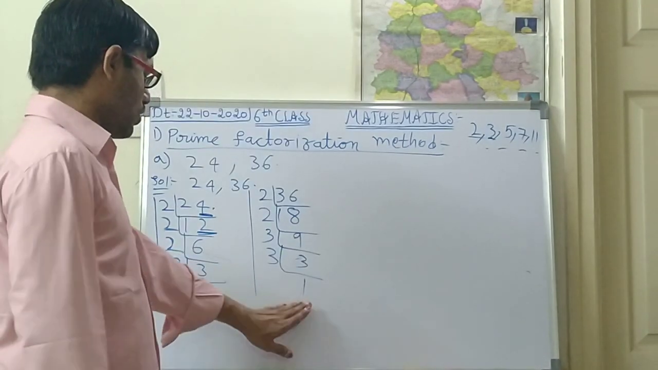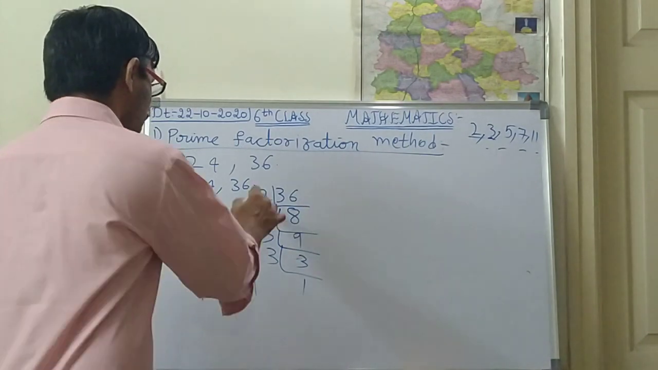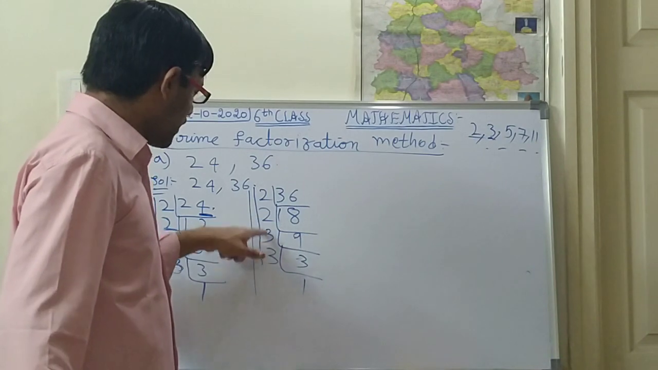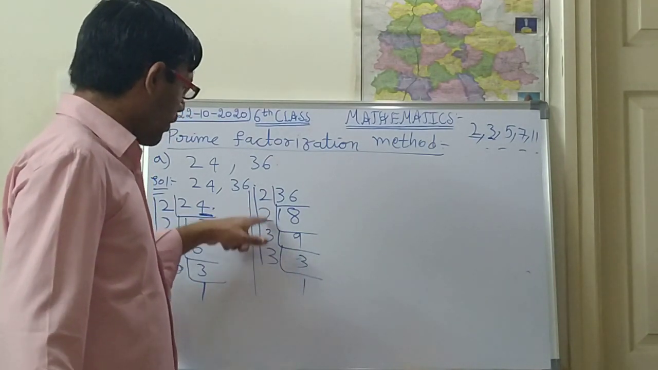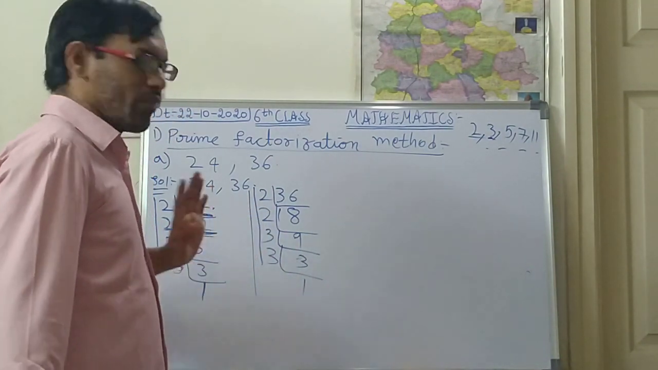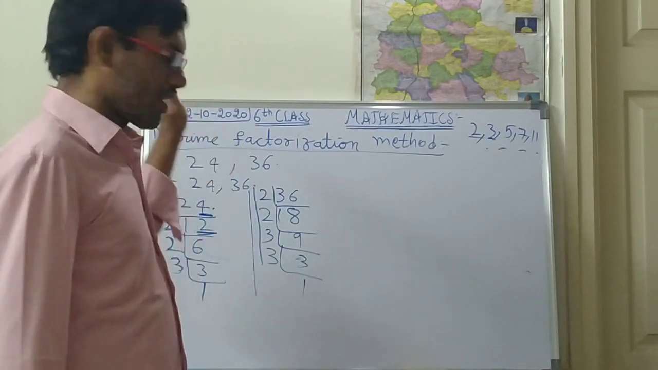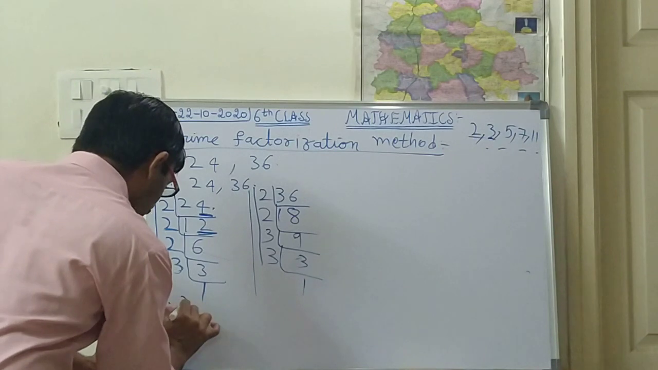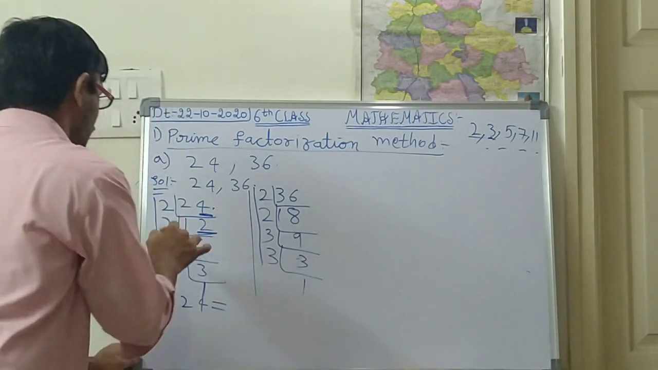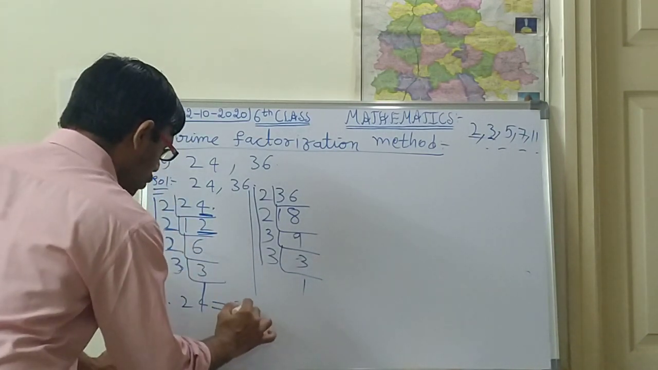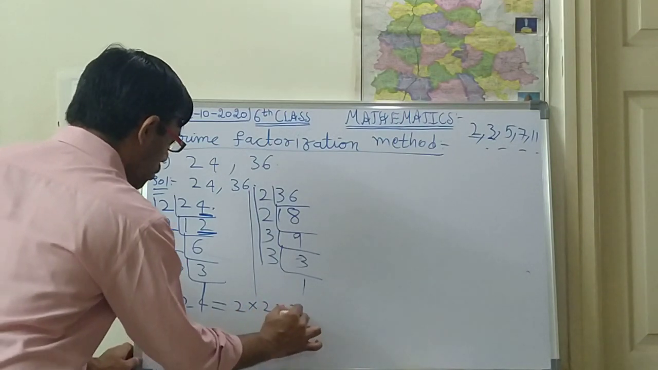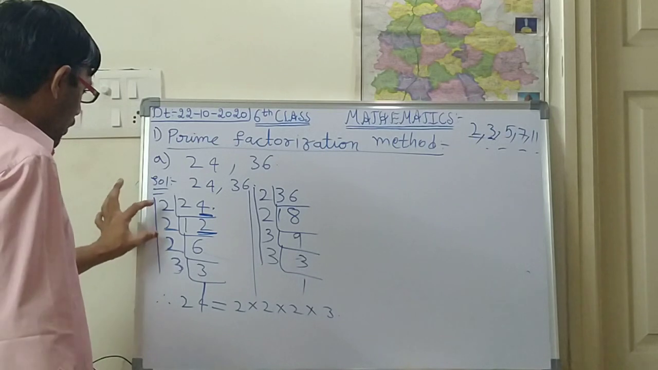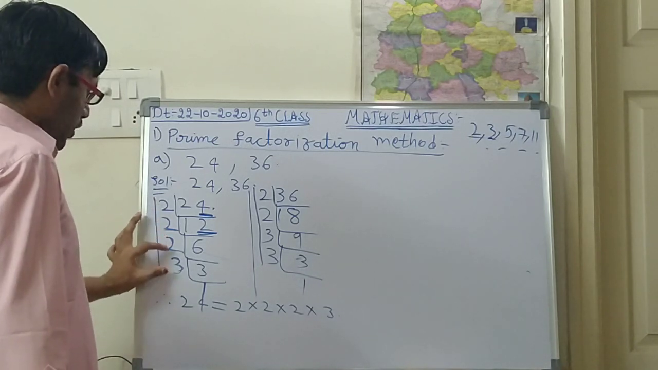So that means we should stop doing the factorization and we should see all these numbers, whether all these divisors are prime numbers or not. If they are prime numbers, whatever you are doing is correct. So after doing this, now for 24, what are the prime factors of 24? Write down 2 into 2 into 2 into 3. Is it right? So the prime factors of 24 are 2 into 2 into 2 into 3.